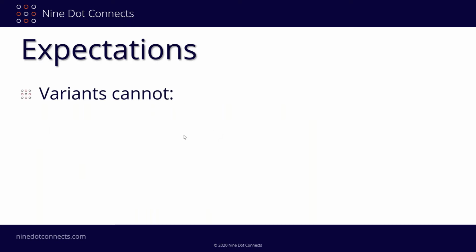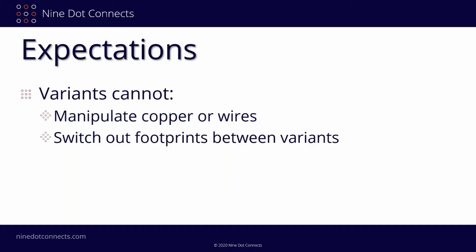So what can variants not do? Well, first and foremost, as I learned the hard way, it cannot manipulate the copper or the wires. And you'll see an example of this as we go along, but this is really important to understand. And not only does it not manipulate the copper or the wires, it doesn't even manipulate the footprint. That's what I was talking about here, switching out footprints between variants. Keep that in mind because we'll see an example of this in a little bit.